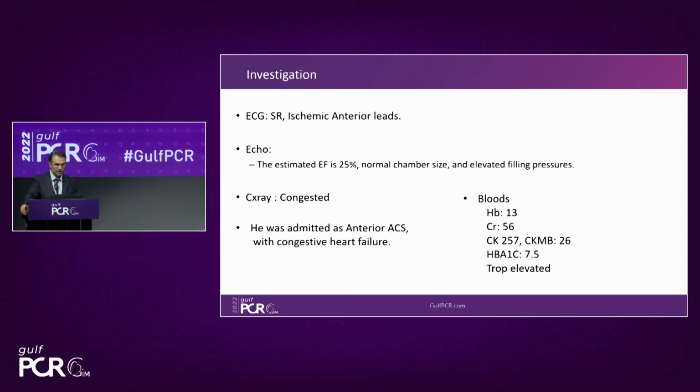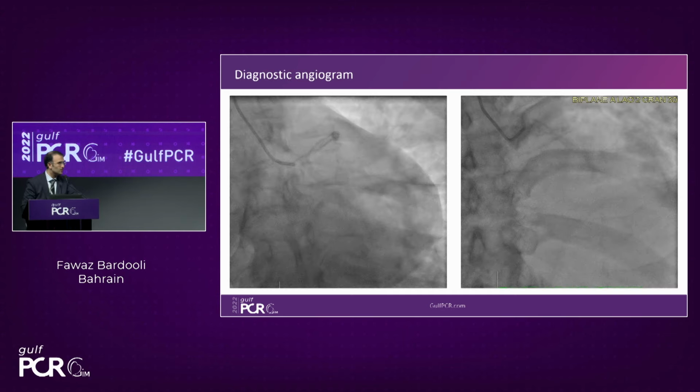His ECG showed ischemic changes in the anterior leads, and his echo showed an EF of 25% with preserved LV size and chamber, high elevated filling pressures, but mainly anterior hypokinesia. The chest X-ray was congested, and his bloods were fine, as you can see here, apart from the elevated cardiac enzymes. So in brief, this is a 75-year-old diabetic with full risk factors, presenting with an ACS and mild heart failure.